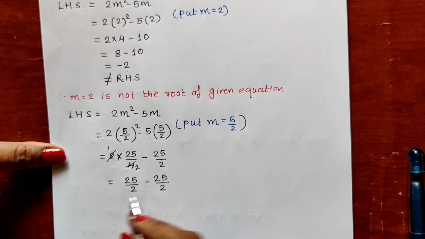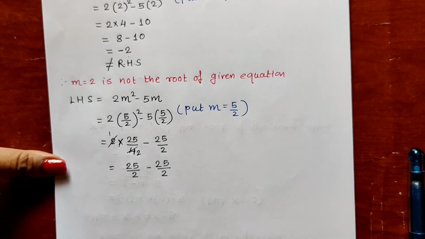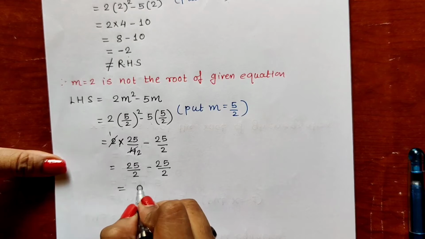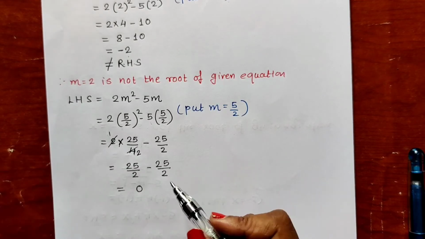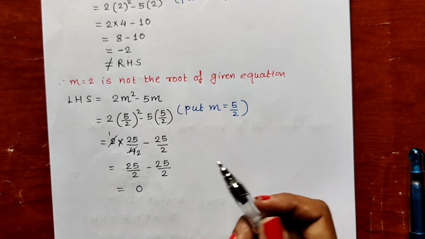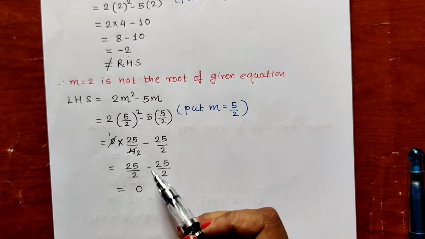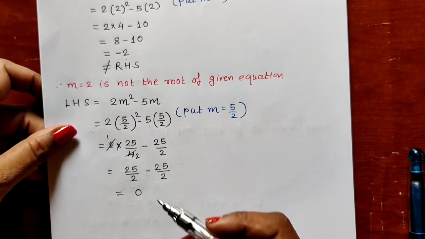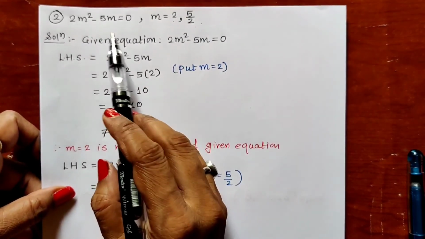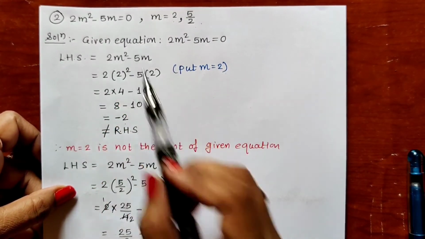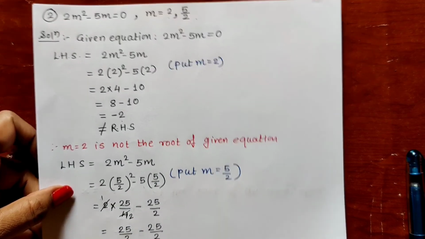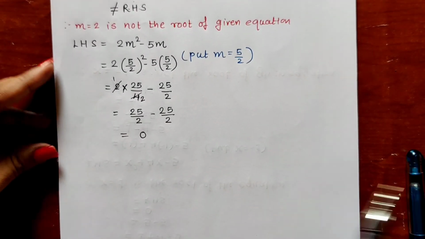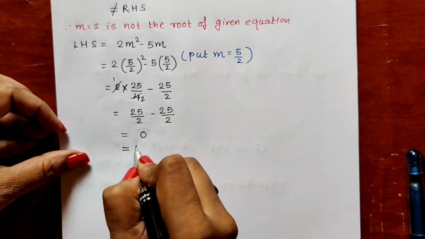So what will be the answer? 25 upon 2 minus 25 upon 2 will be 0. Correct? 1 minus 1 is 0. 5 minus 5 is 0. 100 minus 100 is 0. Similarly, 25 upon 2 minus 25 upon 2 will be 0. So 0 is the right hand side of our equation. Correct? In the equation, this 0 is the right hand side. That means we are getting left hand side equal to 0. That means it is equal to right hand side.